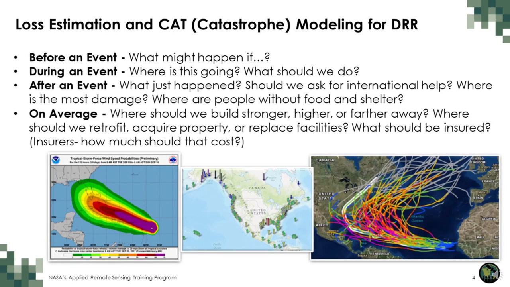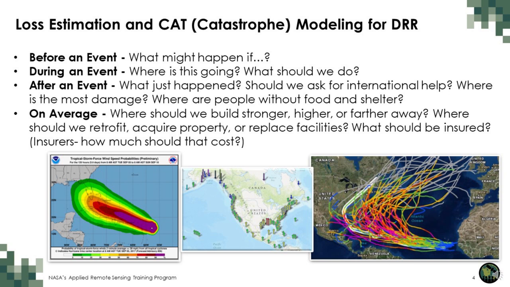So loss estimation, or catastrophe modeling, is the process of estimating what might happen given a certain excitation from a natural disaster. So if you've got a hurricane, tornado, earthquake, we predict what might happen before an event. So for example, if you were to look at large earthquakes that might hit Los Angeles in a planning capacity. During an event, as it unfolds, so this would be in circumstances like where you have a hurricane approaching the coast and you want to understand what the evacuation might be or what the staging resources might be given different instances of how landfall might occur.